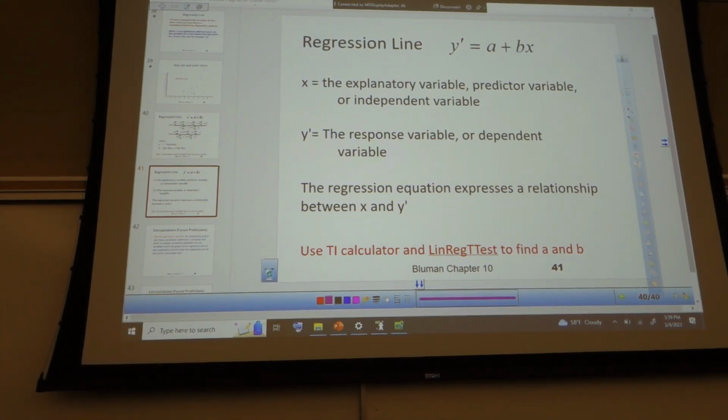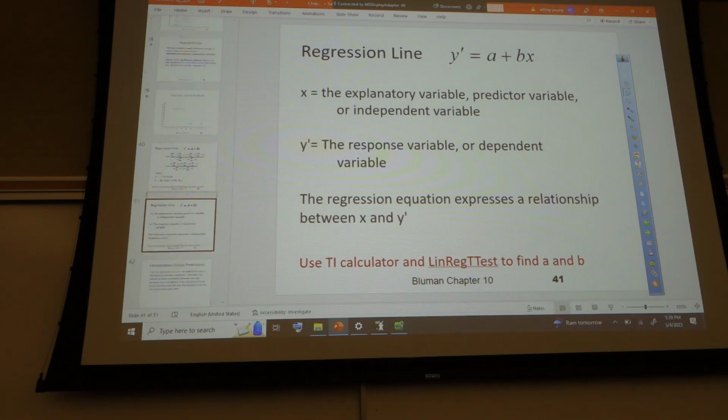Why is the apostrophe there? It's y prime, just indicating that that's a prediction for y. I usually ignore it, honestly, but it's technically there.